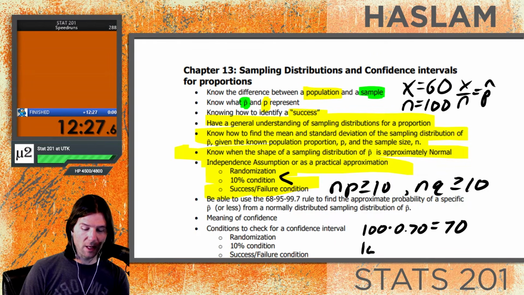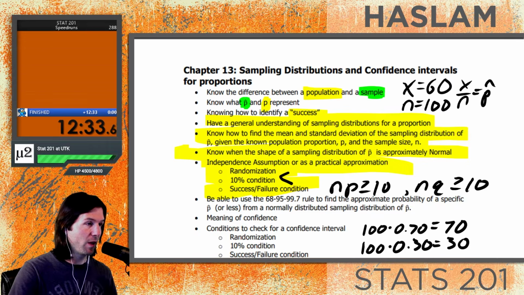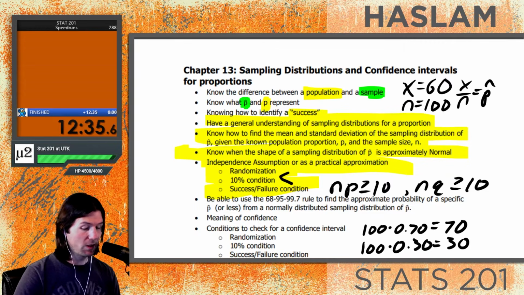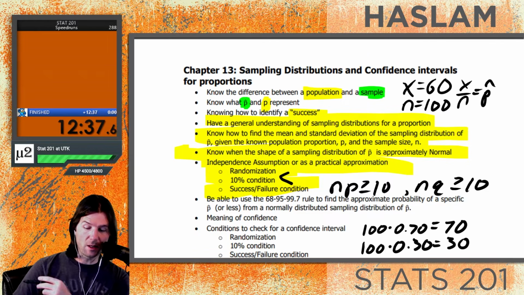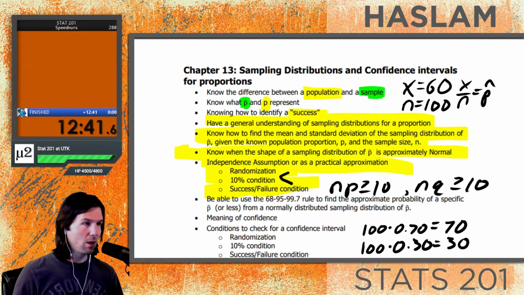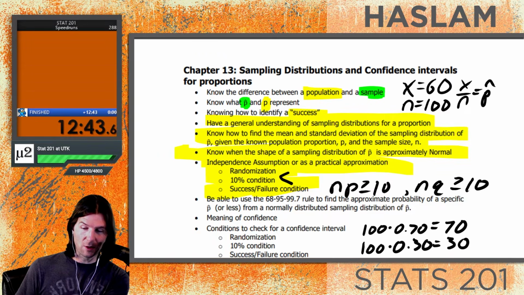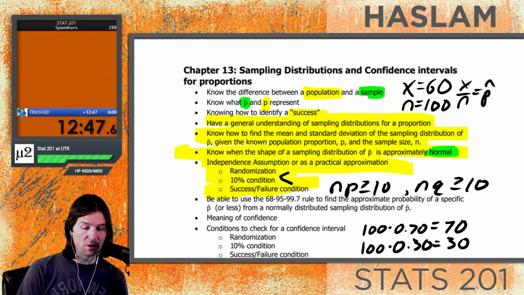So this is how many we expect to be in-state, and this is how many we expect to not be in-state. With these numbers, we have now found that both of these are greater than or equal to 10. So we meet the condition because we have at least 10 successes and at least 10 failures. Now, what's the whole point of meeting these conditions? The whole point is that the distribution's normal.